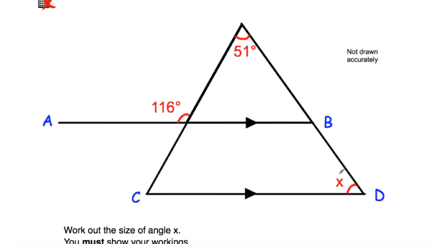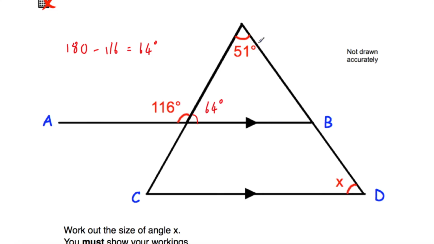Okay, so to find the size of that angle, there's a few different approaches we could use. To begin with, I'm going to find the size of this angle here. I know that these two angles make a straight line. So if I do 180, take away 116 degrees, that's going to be equal to 64 degrees. So the size of this angle is 64 degrees.